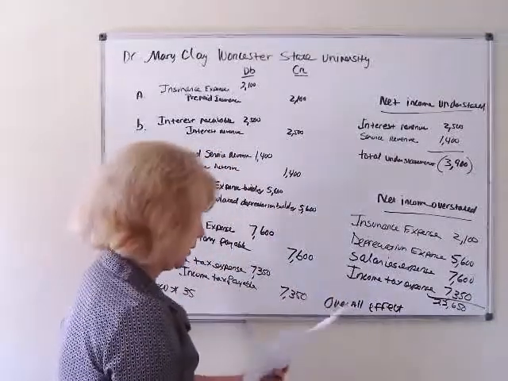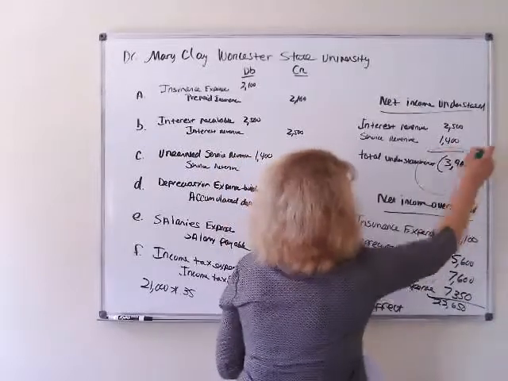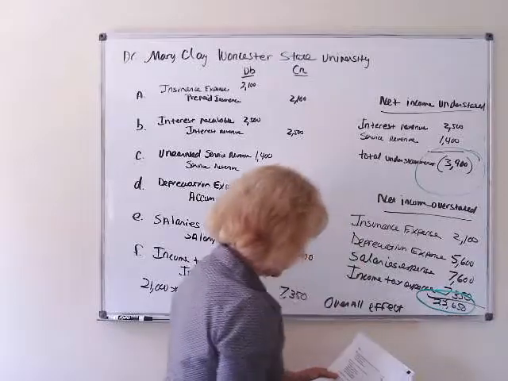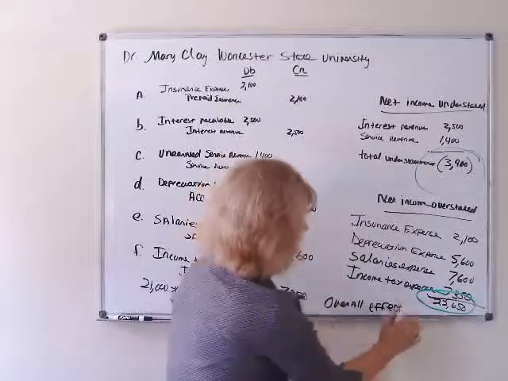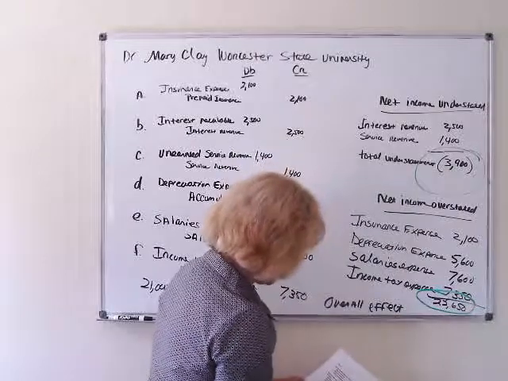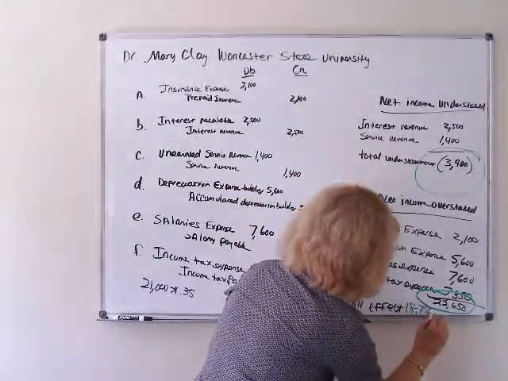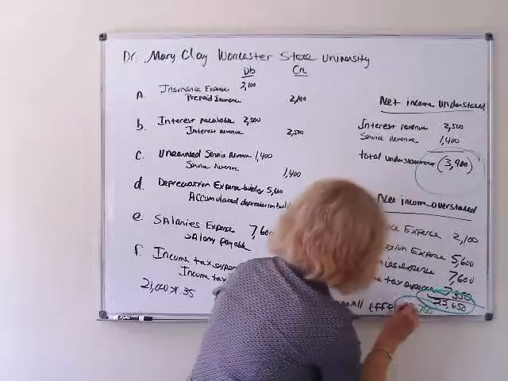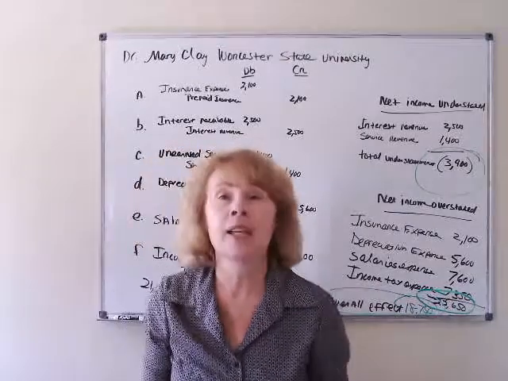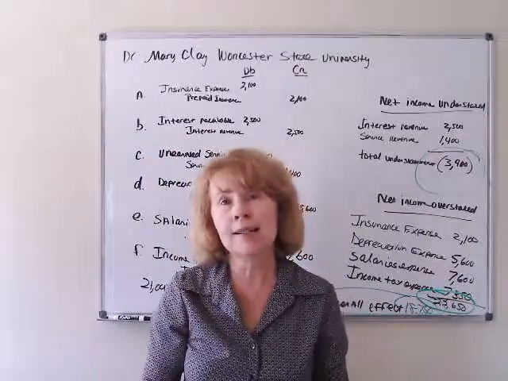The overall effect. I'm going to take the 3,900 and I am going to subtract the 22,650. Well, this is a positive. This is a negative. So my positive is more. It's 18,750 positive. That's a positive number. So my overall effect is 18,750. And that's how you do that problem. It's a long one. Make sure you're understanding.